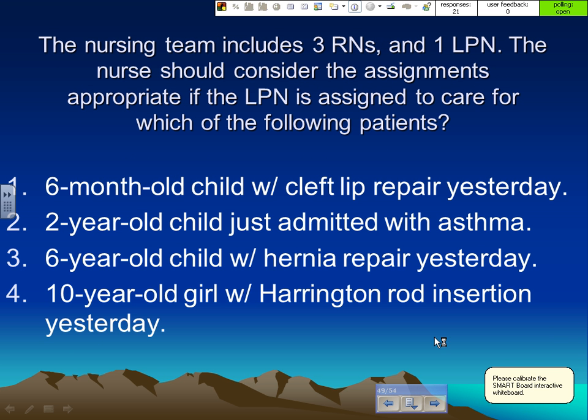Delegation, we have 3 RNs, 1 LPN. We should consider the assignments appropriate if the LPN is assigned to care for which of the following patients? 6-month-old child with cleft lip repair yesterday, 2-year-old child just admitted with asthma, 6-year-old child with hernia repair yesterday, 10-year-old girl with Harrington rod insertion yesterday.